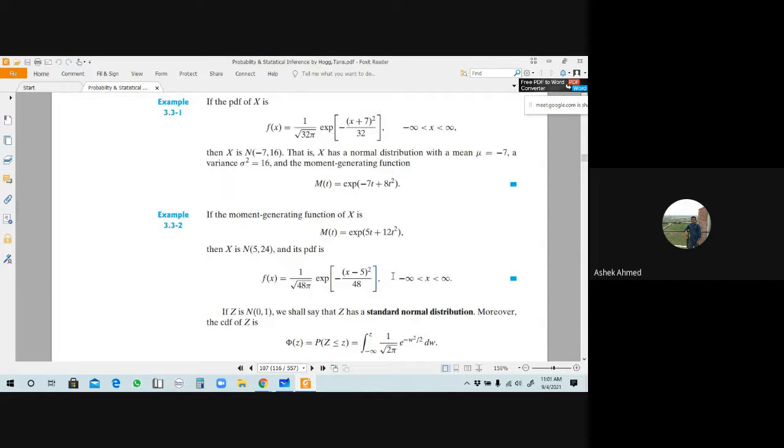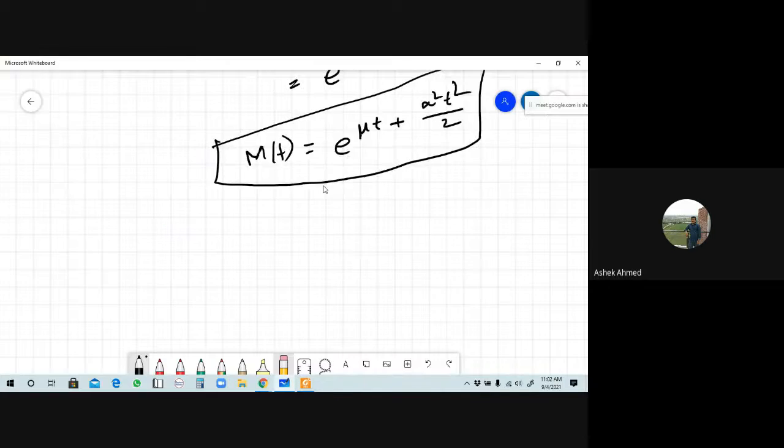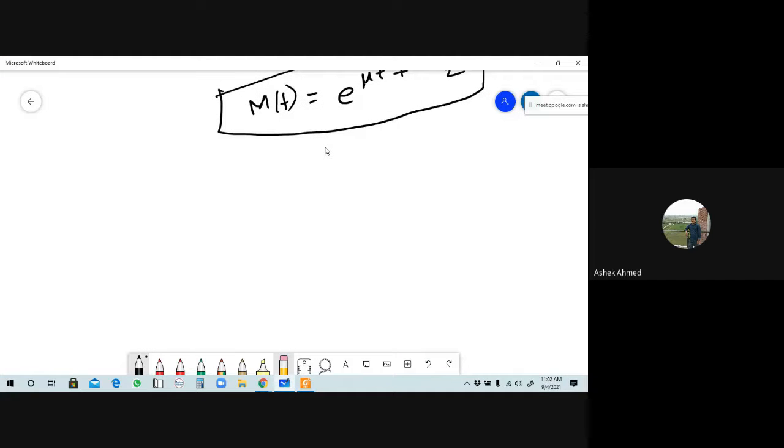Now we will see the next examples. These examples are very, very important here. If the PDF of x is of this form, there is given f of x equals 1 by 32 pi e to the power minus x plus 7 whole square by 32, where the values of x are from minus to plus infinity here. In example number 1, the values of f of x are given.